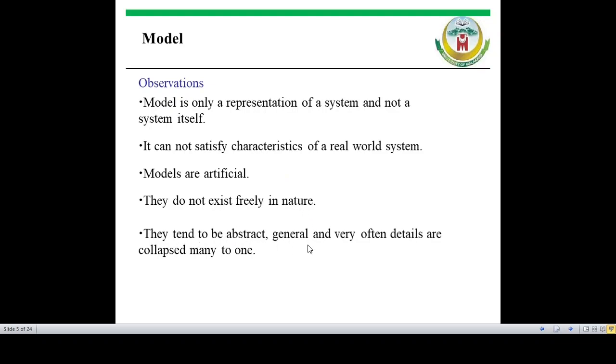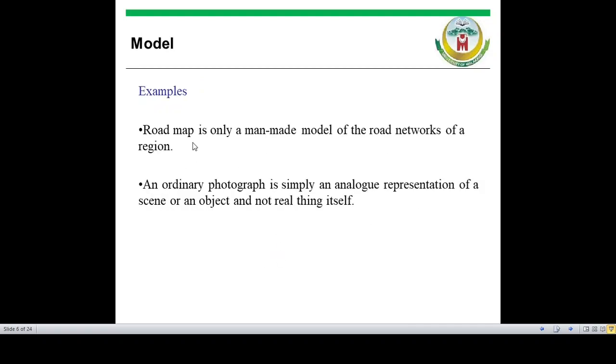This is important: models are abstract and general, and very often details are collapsed many to one. We try to reduce the details. If there are, let's say, 100 characteristics, in the model we represent those 100 characteristics by sometimes a single characteristic. So models tend to be abstract, and we try to minimize the details. Example: a road map is only a man-made model of the road networks of a region. We have road maps, and these road maps are models of the actual road networks.